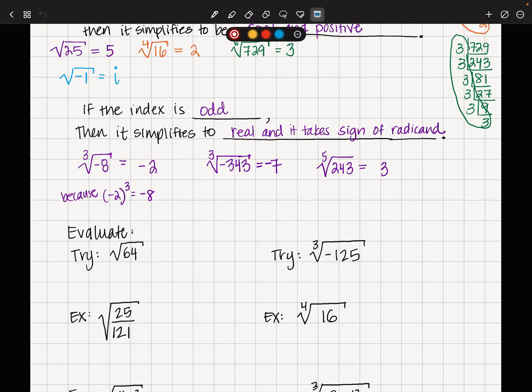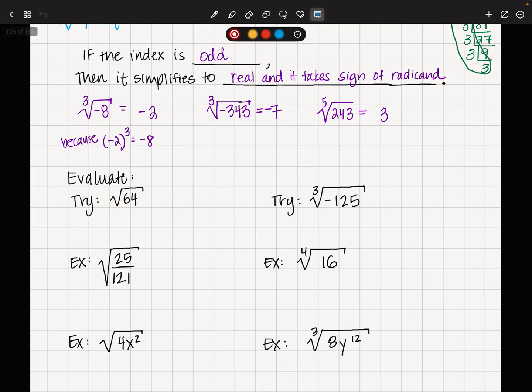So let's try and evaluate these two. Now that I've done some examples for you, evaluate this one and this one, these two tries. Press pause, and when you're ready to check your answer, press play and come on back. Okay, the square root of 64 is 8, and the cubed root of -125 is -5.